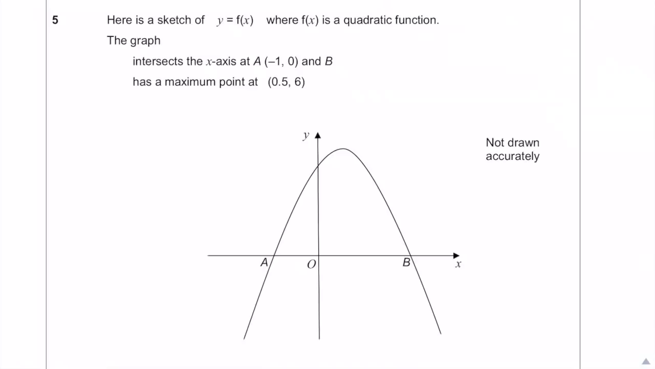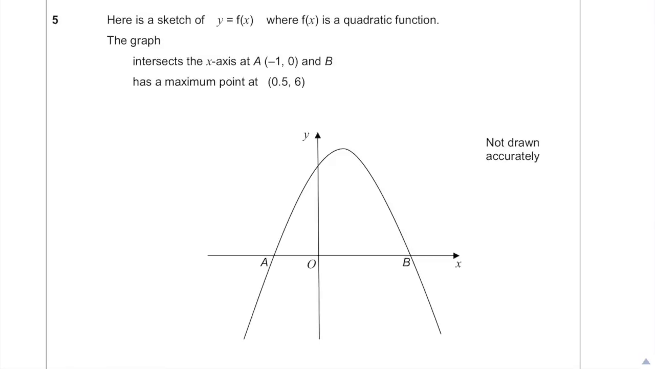Question 5. Here is a sketch of y = f(x), where f(x) is a quadratic function. The graph intersects the x-axis at points A (-1, 0) and B. It has a maximum point at (0.5, 6). Work out the coordinates of B. This question is basically just testing us to see whether we know that a quadratic function is symmetrical. A quadratic function is symmetrical about its maximum or minimum point. In this case, we've got a maximum point.